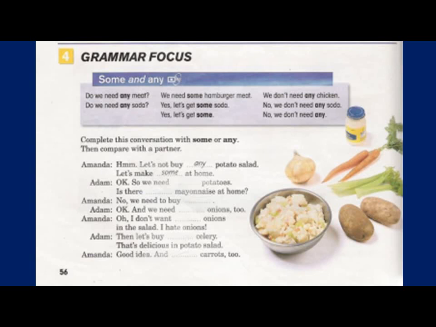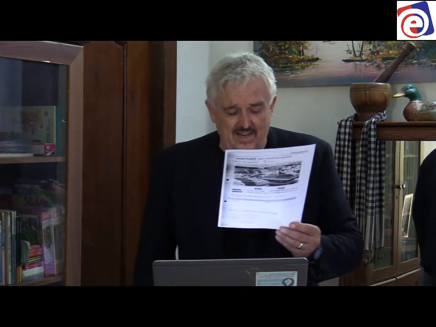Let's buy some celery. We say celery, not salary. The C makes the S sound. The E makes the short E sound. Celery. And the ER makes the R sound. That's delicious in potato salad. The celery is delicious. Good idea. And some carrots. Care, like I care for you, I care for the baby, I care for the puppy. Carrots is what it sounds like.